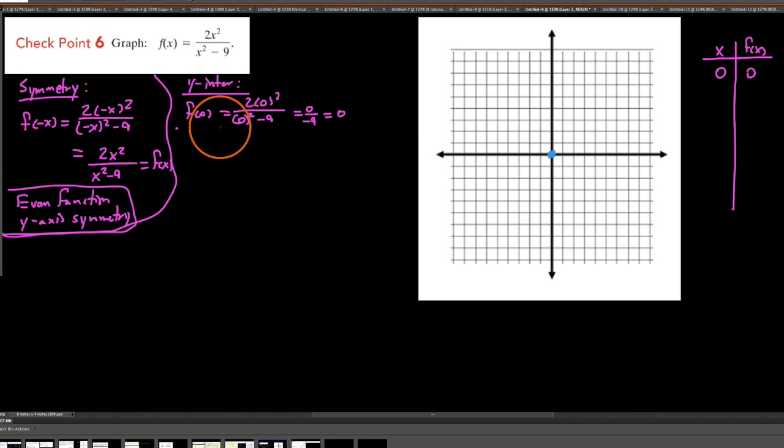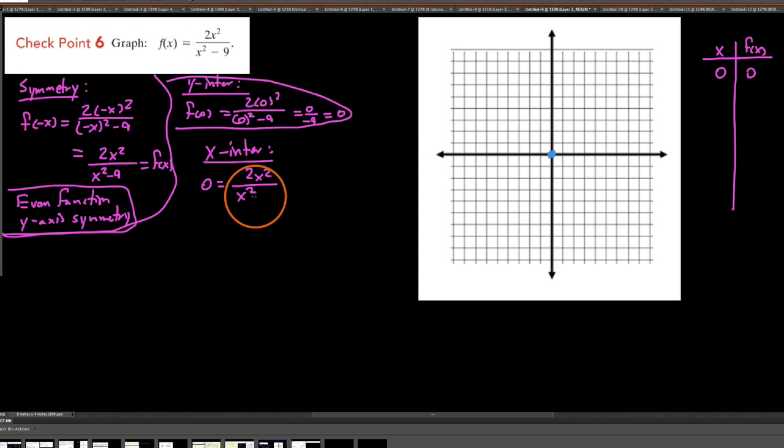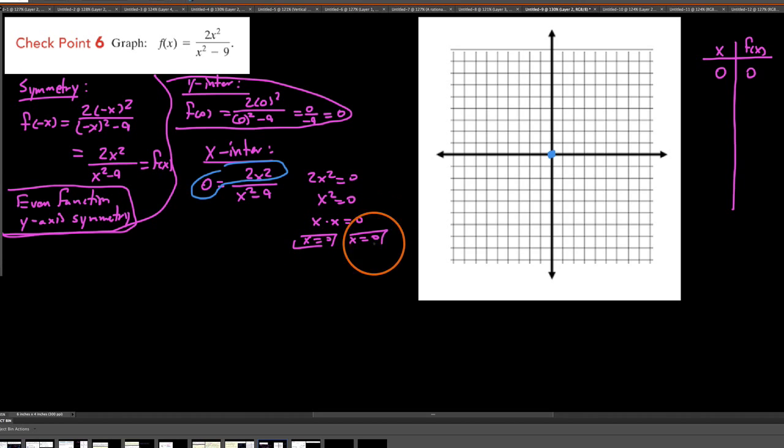But that also tells me that I must have an x-intercept at 0 also. Remembering from my last video, the x-intercept occurs when we set y equal to 0. So we're going to set the whole function equal to 0. The only way a whole fraction equals 0 is if the top is equal to 0. So we're going to set 2x squared equal to 0 and solve this. I'm going to divide both sides by 2. These are two factors, x equals 0 and x equals 0, so we get x equals 0 twice. Now we put this on our grid.